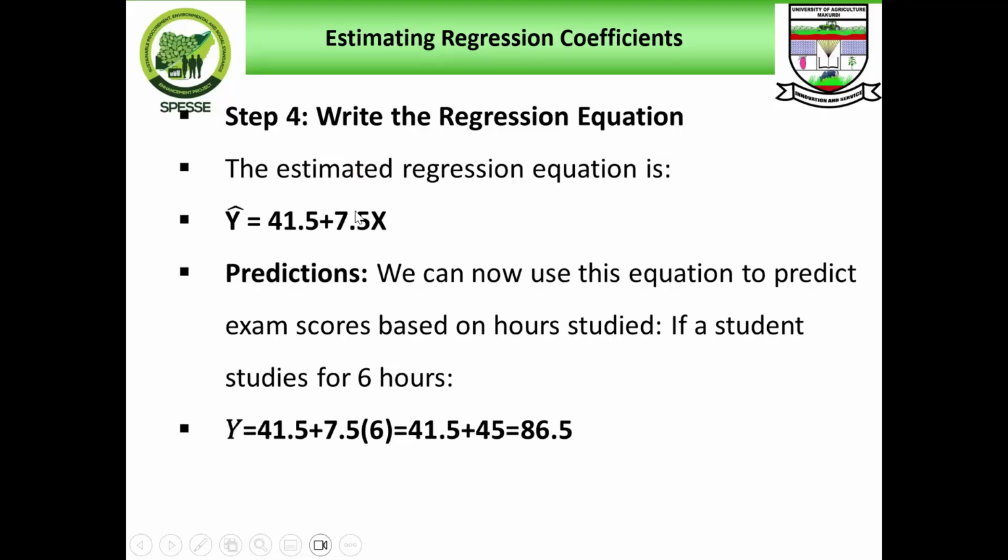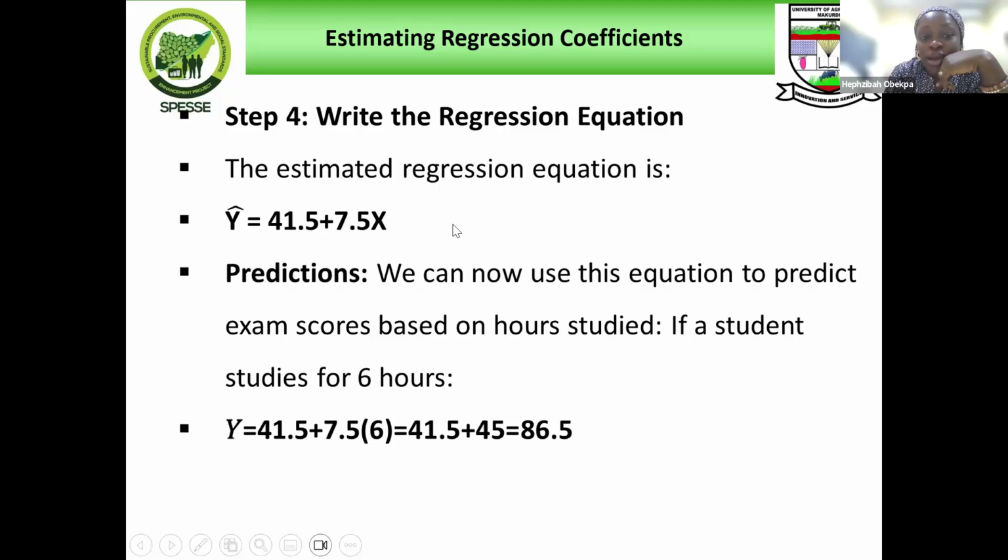Yes, ma'am. Remember, we said that your B naught is the value of Y when X is equal to 0. Now, since we have gotten this line, we can use it for prediction. Any student that studies for 6 hours will get a grade of 86.5. All we need to do is to slot in 6 here. So the person's grade will be 41.5 plus 7.5 times 6, which gives us 86.5.